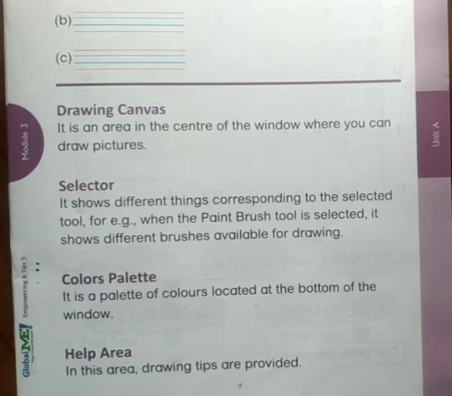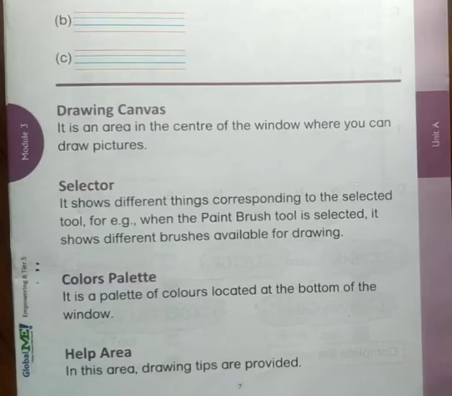Next is the selector. It shows different things corresponding to the selected tool. For example, when the paint brush tool is selected, it shows the different brushes available for drawing. If you select the paint brush or the pencil, in the bar below it will show different varieties of pencils or different types of brushes, and that we call a selector.